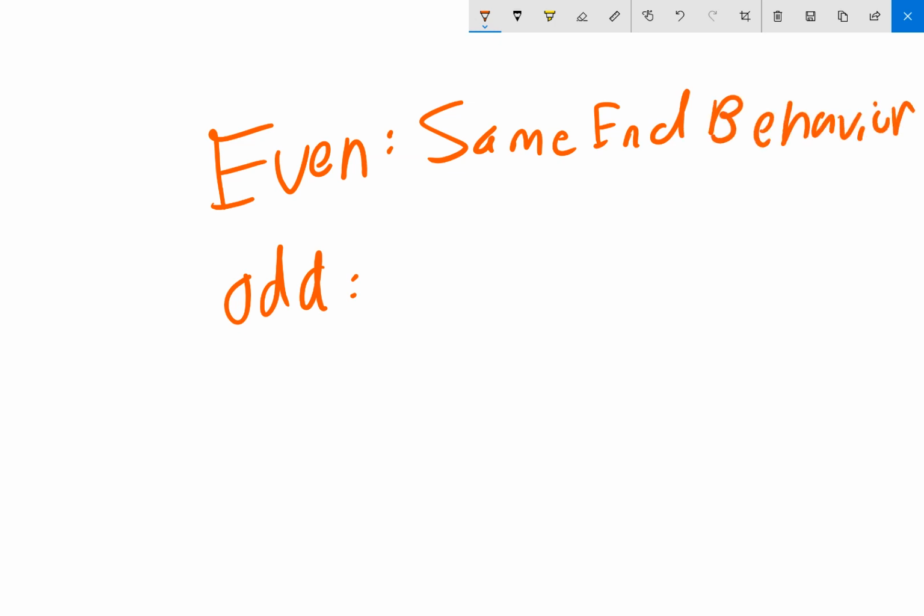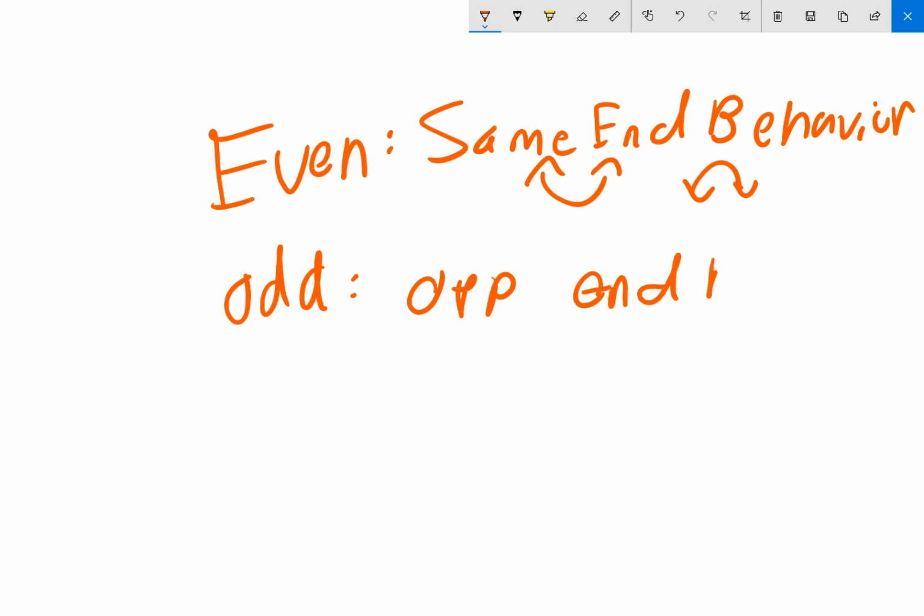meaning that either both ends go up or both ends go down. Think of a quadratic, for example. A quadratic, either both ends go up or both ends go down. An odd function has opposite end behavior, meaning one side's going to go down and the other side's going to go up. It could be left down, right up, or it could be left up and right down, but something like that.